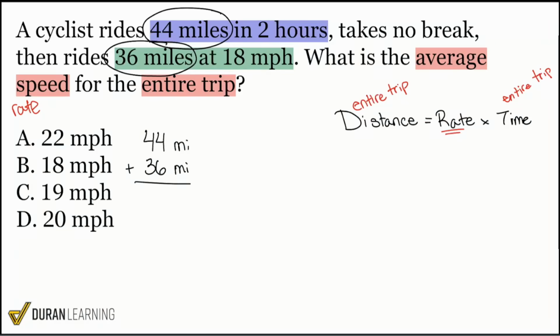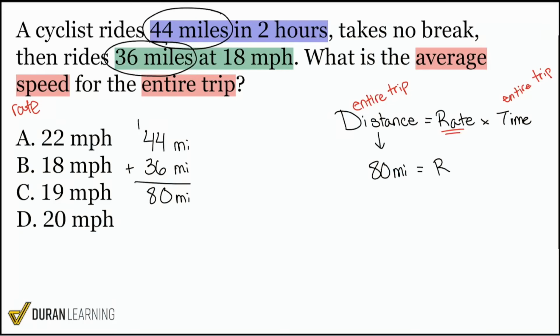4 plus 6, that's going to be 10. Carry that 1. 4 plus 3 plus 1, that's 7 plus 1. So that's going to be 8. So we have 80 miles. That is our total distance. 80 miles. So again, we're looking for that rate, so I'll just keep it as R. But now we need the total time.